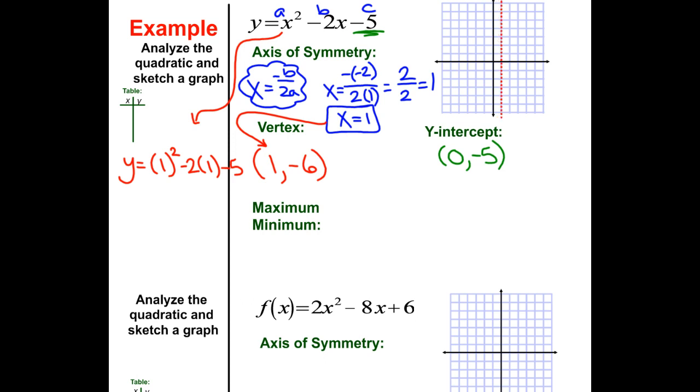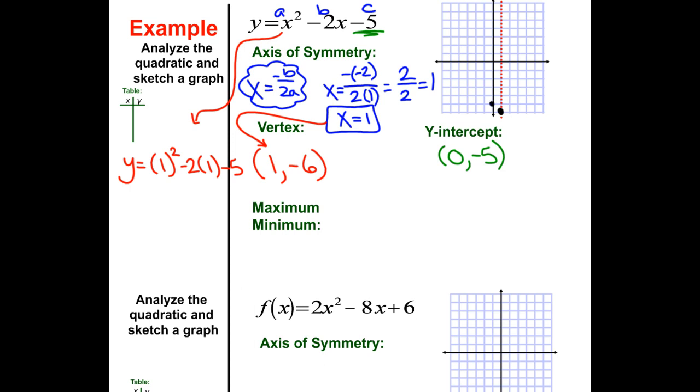The reason I'm doing that as a dashed line is because it doesn't actually belong on our parabola. That's not actually part of our parabola. But I put it there so I can see that's where the axis of symmetry is, which means everything is going to be flipped over that line. So let me graph this first point, our vertex, 1, negative 6. So 1, 2, 3, 4, 5, 6. There's our first piece.